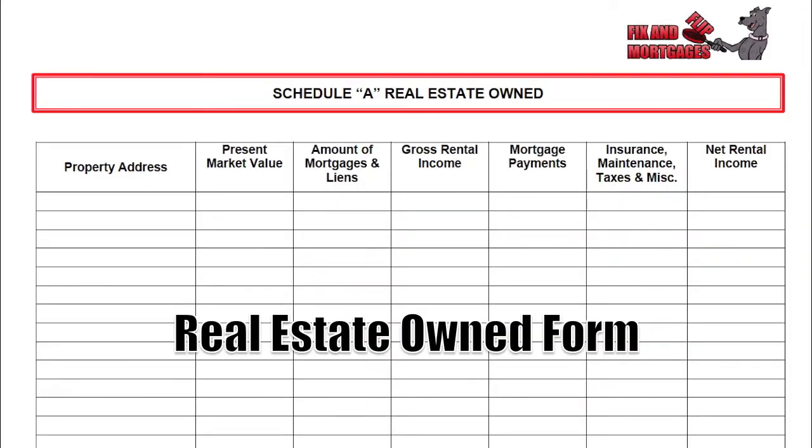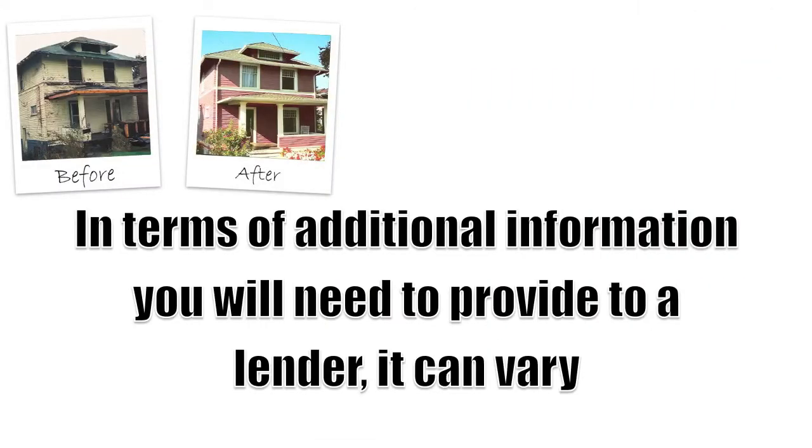The final form is referred to as the real estate owned form and is for borrowers who own multiple investment properties. The personal financial statement leaves spaces for 3 properties, including your primary residence. So if you own more than 3 properties, you'll need to list them on this form. In terms of other information you'll need to provide to a lender, it can vary.